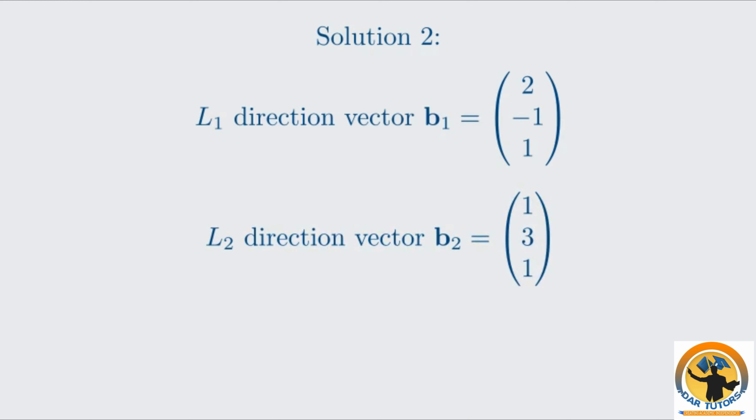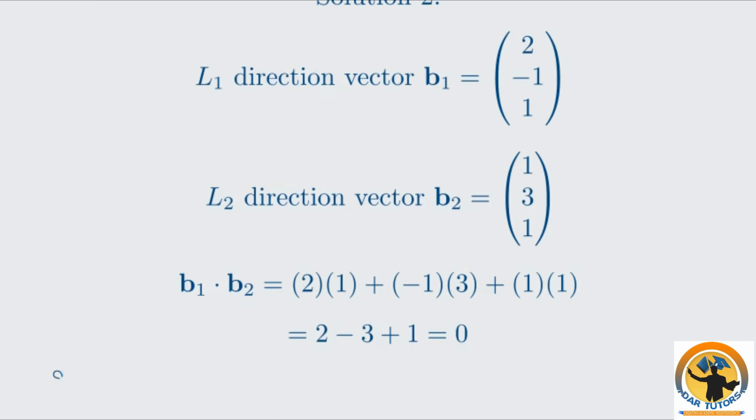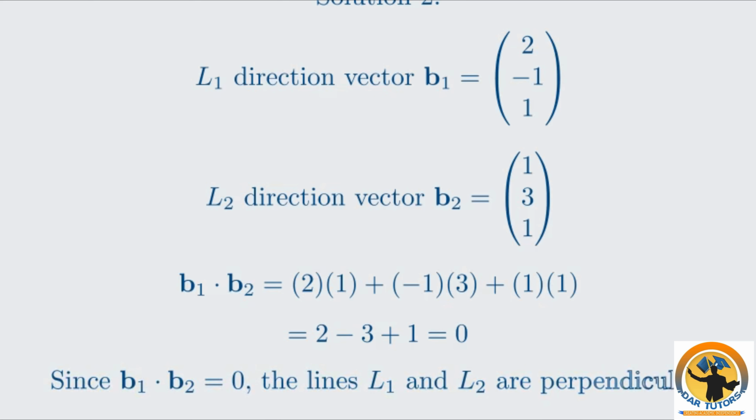Now, we calculate their dot product. B1 dot B2 equals 2 times 1, plus -1 times 3, plus 1 times 1. This is 2 minus 3 plus 1, which equals 0. Since the dot product is 0, the direction vectors are perpendicular, and therefore the lines L1 and L2 are perpendicular.